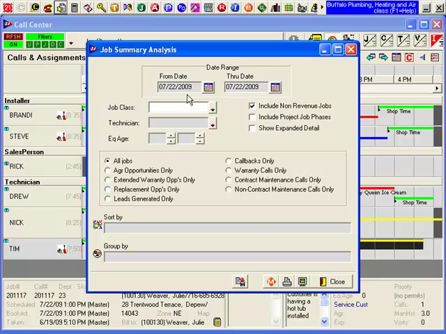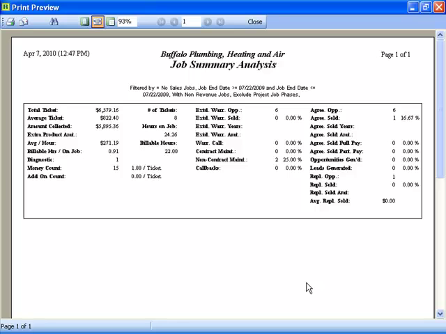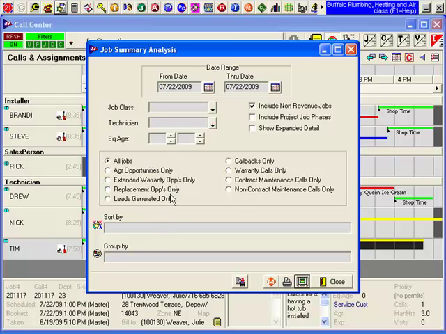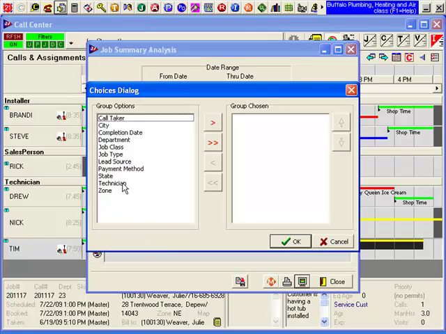and with a single click, we're going to have a picture of where our company stands for that particular day. We can see the total ticket value, how much we brought in revenue, our averages, how many jobs we ran, the number of hours we worked versus those we billed, how many agreement opportunities we closed on, replacement opportunities we closed on, even how many callbacks we had. All available to us in real time through the course of the day.